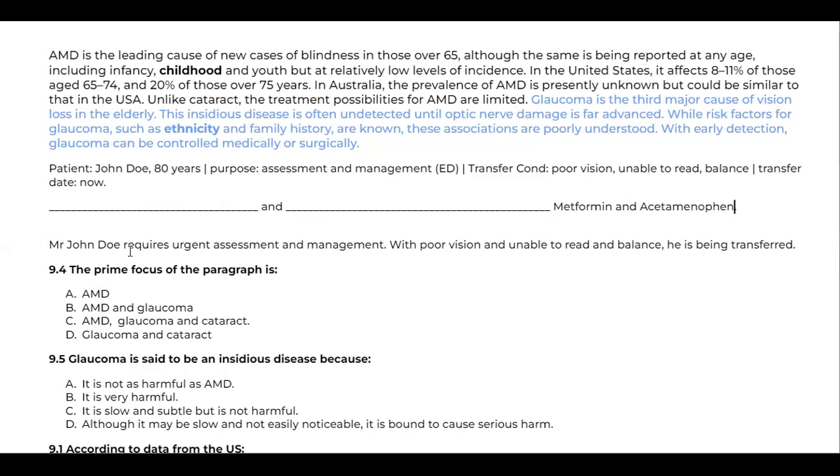Why am I writing such difficult words? Menofen, right? I don't know. Okay, so here, acetaminophen and menofen. Yes, these are two medicines.